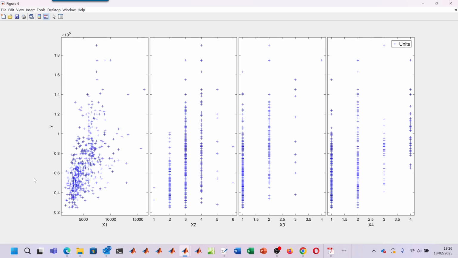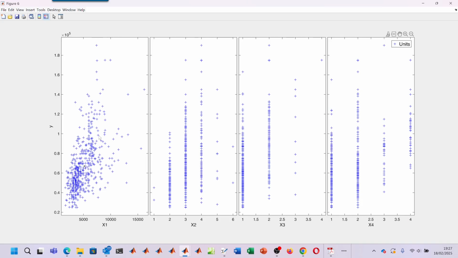X1 is the plot size of the house in square feet. X2 is the number of bedrooms. X3 is the number of bathrooms, which for those of us living in small European accommodation seems quite amazing. And X4 is the number of stories in the house.